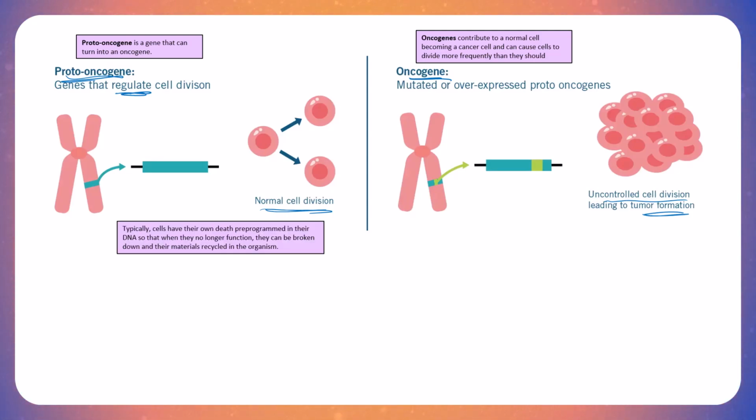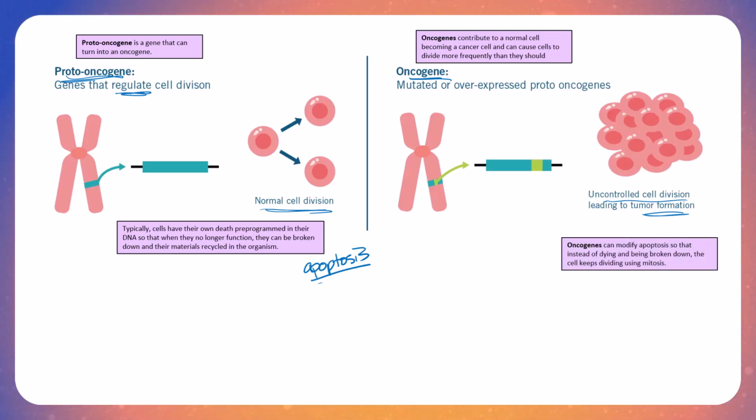Typically, cells have their own death pre-programmed in their DNA so that when they no longer function, they can be broken down and their materials recycled in the organism. We call that apoptosis. Sometimes you hear that called cell suicide or programmed cell death. However, oncogenes can modify apoptosis so that instead of dying and being broken down, the cell keeps dividing using mitosis. And if it keeps dividing when it shouldn't, that's how this mass of cells is produced.